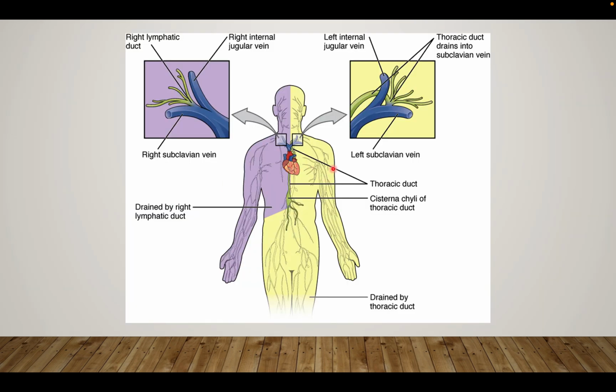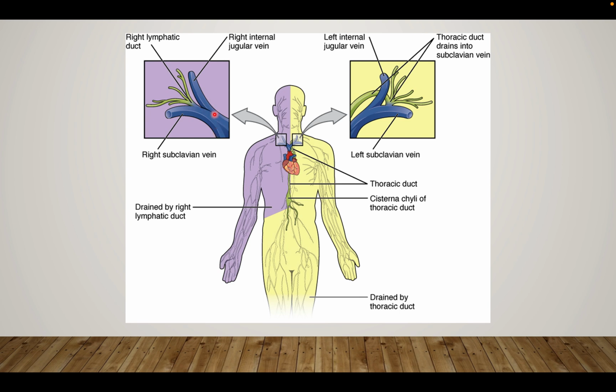Okay, so here's that pattern of distribution. We can see our cisterna merging and becoming our thoracic duct, and all of this yellow region is what is drained by our thoracic duct. So the majority of the lymph in our body is going to be ultimately drained by the thoracic duct, and then our right lymphatic duct is going to drain a smaller portion of our body: our right upper limb, right thorax and part of our abdomen, and then the right side of the head.